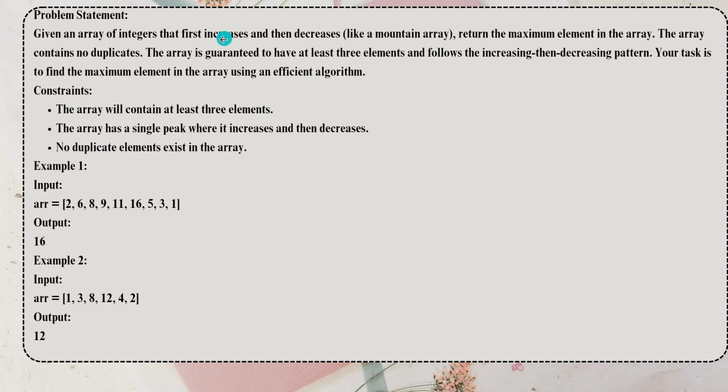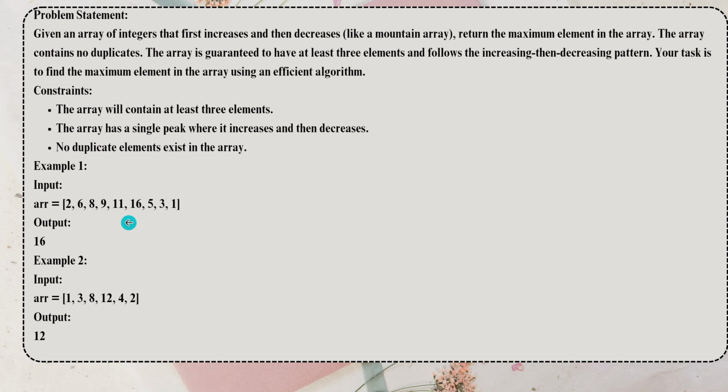Given an array of elements that first increases and then decreases like a mountain array, return the maximum element in the array. The array contains no duplicate elements. The array is guaranteed to have at least 3 elements and follows an increasing then decreasing pattern. Your task is to find the maximum element in the array using an efficient algorithm. What are the things they have given? The array will contain at least 3 elements and has a single peak where it increases then decreases. No duplicate element exists in the array.